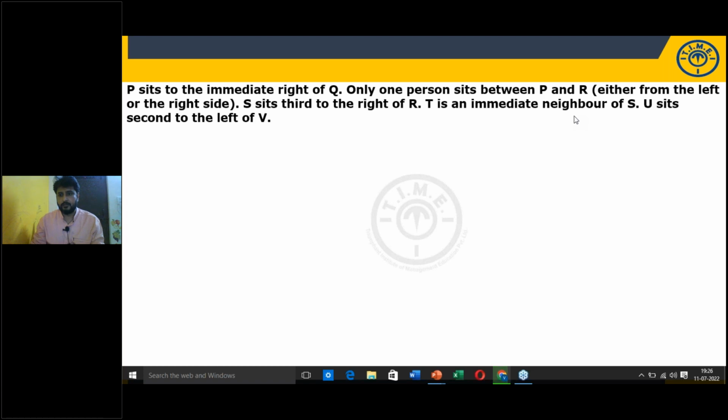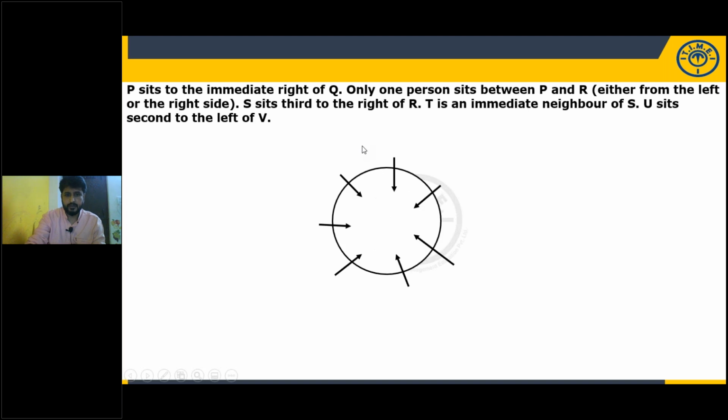Okay, let's solve the puzzle. We have given 7 persons, and the basic structure of 7 persons in the circular arrangement will be like this. As you know, I just told you, in the circular arrangement we can start from any position and get the same arrangement. It is given P is immediate right of Q. So first I have to take the Q. So let me take the Q here. This is immediate right. So P is immediate right of Q.